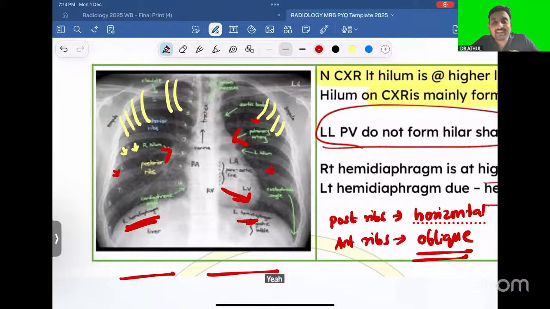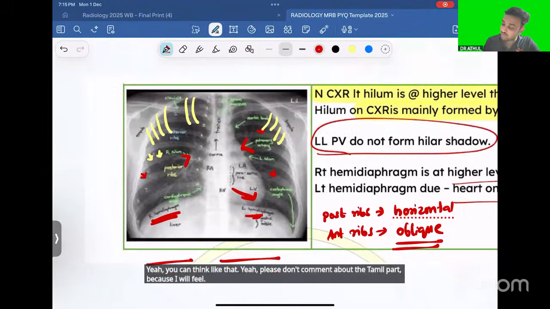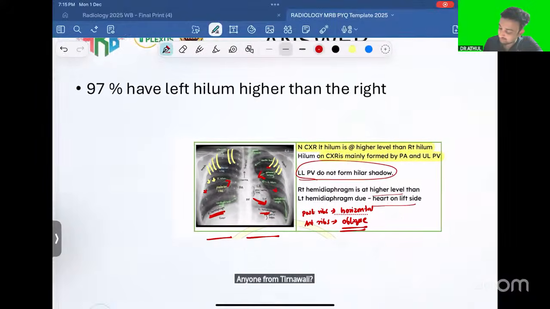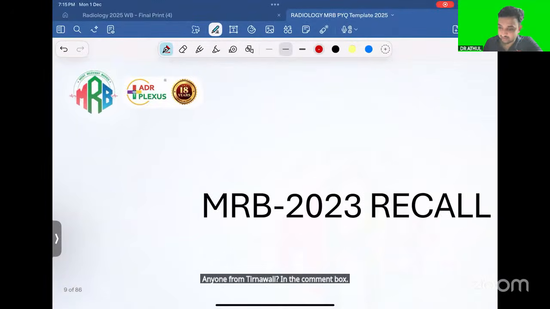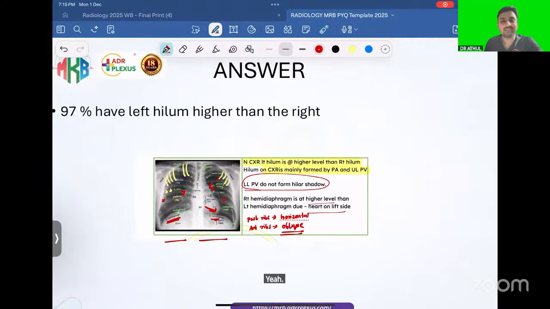Yeah, you can think like that. Yeah, please don't comment about the Tamil part, because I will feel bad. Usually my friends used to tease me for my Tamil from the first year. Anyone from Tirunelveli in the comment box? Yeah, okay. So now, are you able to see the screen correctly? Yeah, wait.